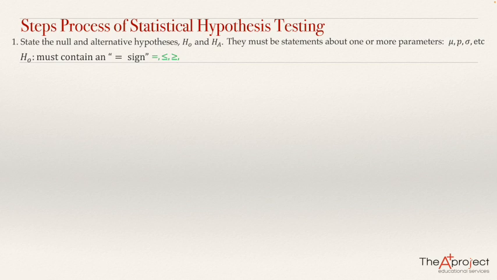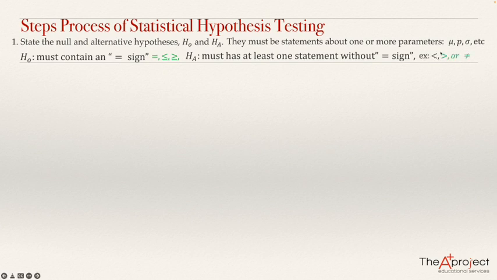There will be an equal sign in the null hypothesis. In the alternative hypothesis, there must be at least one statement without these equal signs. So there will be a statement where we say greater than or lower than, so without equal signs. So it could be less than or more than or maybe not equal to. Whichever of these three signs is okay in at least one of the statements of the alternative hypothesis.